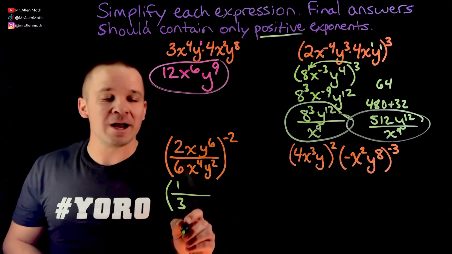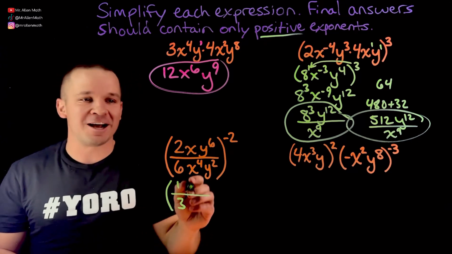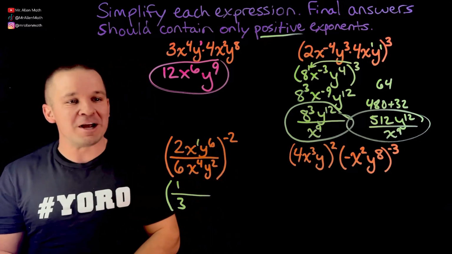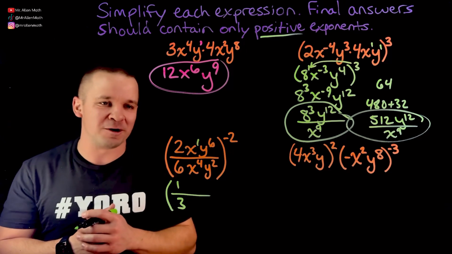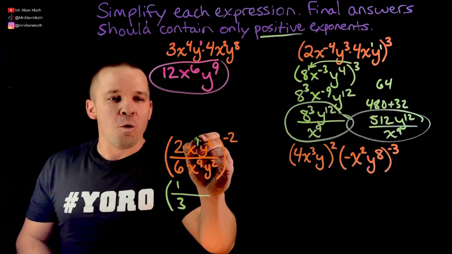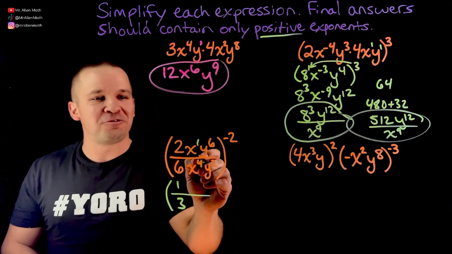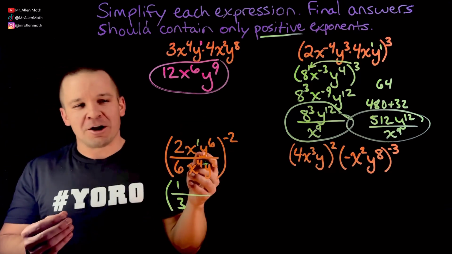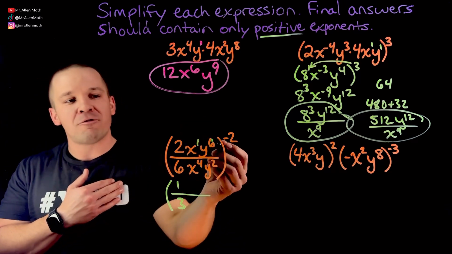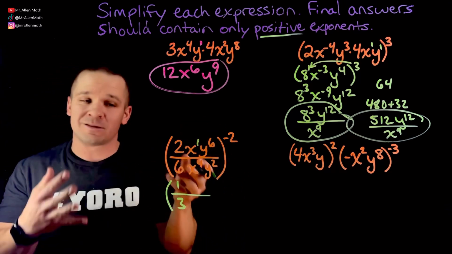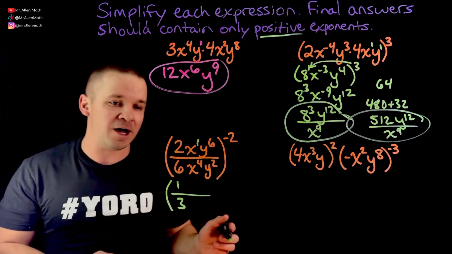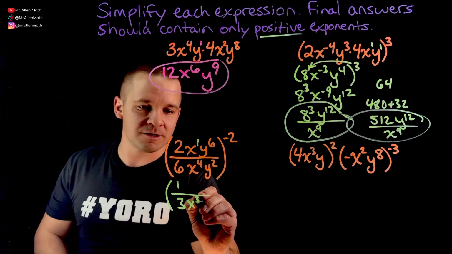We got 1 over 3. This 2 over 6 simplifies to 1/3. Then I have x to the 1st over x to the 4th. I'm going to take my larger exponent of 4 and subtract 1. That's 3. Wherever my larger exponent was, is where that goes.